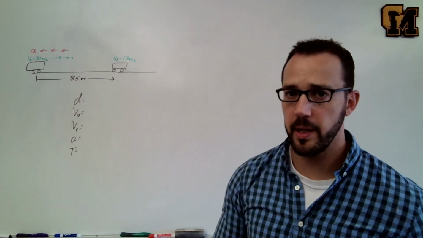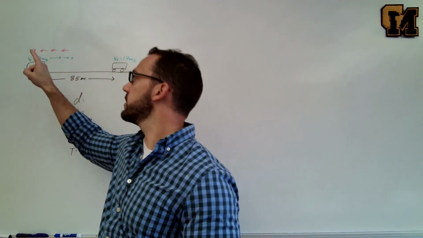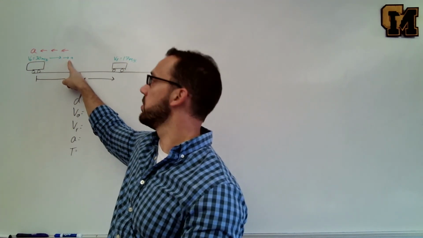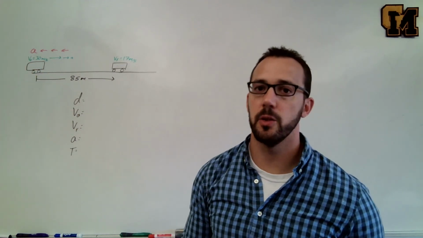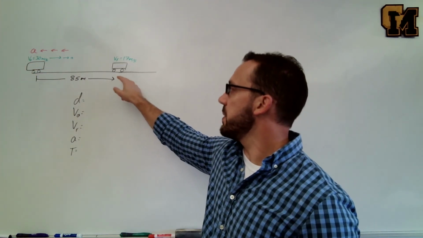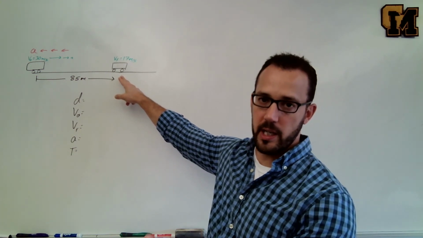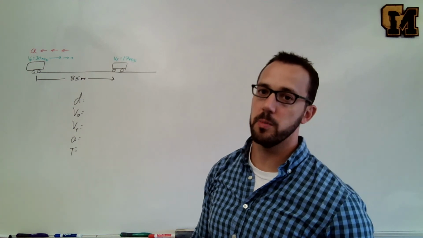Our picture's drawn up here on the board. Here's your car, initially going 30 meters per second. You're slowing down, so your arrows for velocity are getting smaller and smaller. That must mean the acceleration has to be going in the opposite direction. When you get 85 meters away, at the end of your slowing down period, when you get to the construction zone, your new velocity is 17 meters per second.